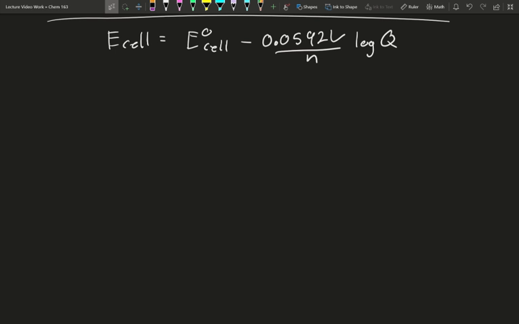In this video, we're going to explore the Nernst equation a little bit further to find the potential of a voltaic cell that's no longer at standard state. Let's use our normal zinc solid plus copper 2 plus aqueous going to zinc 2 plus aqueous plus copper solid.